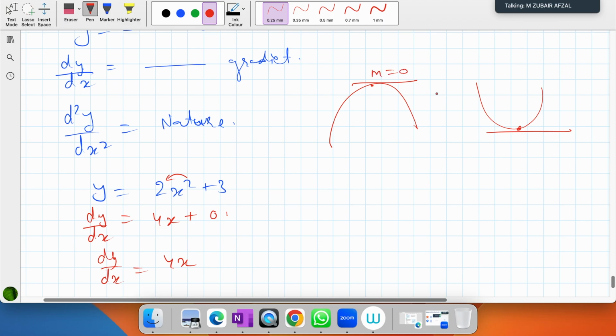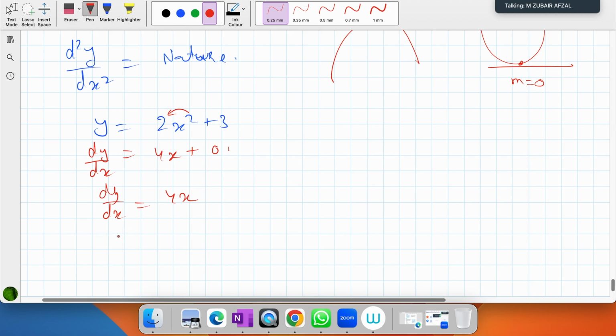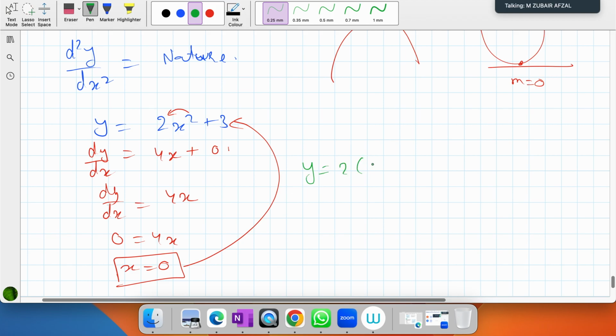Now we know the gradient is always equal to 0 at the turning point. So when we substitute it with 0, we get the value of x as 0. Now we know the value of x, put it back and find the value of y. So y is equal to 2 into 0 square plus 3. So we know that the turning point is 0 comma 3, first thing.